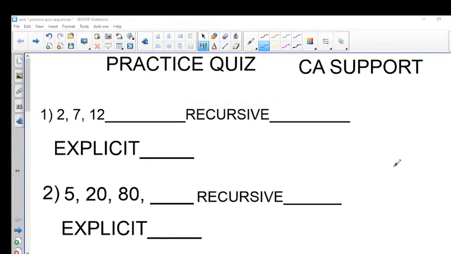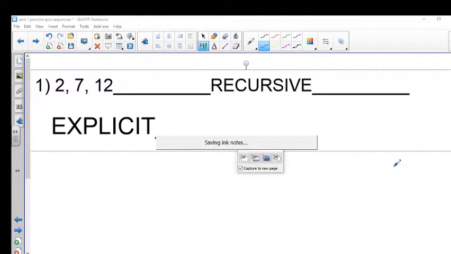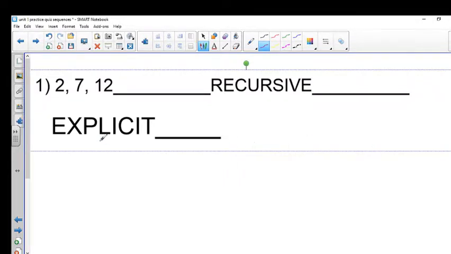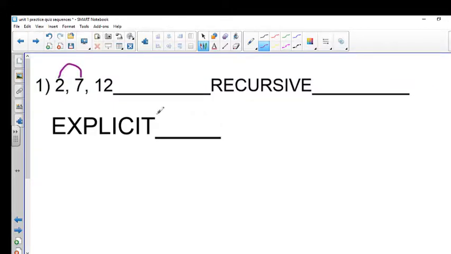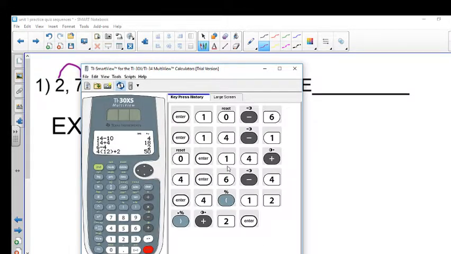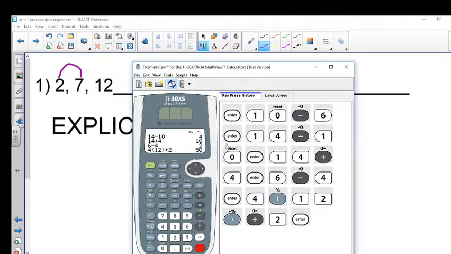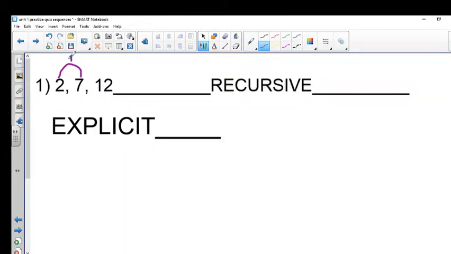Okay, this is the one we had from my practice quiz. Okay? So first thing we're going to do is find this term. So to do that, we take the second term, subtract it from this term. So we do the second term, which is 7, minus the first term, 2. And we get a plus 5. But we got to keep going.